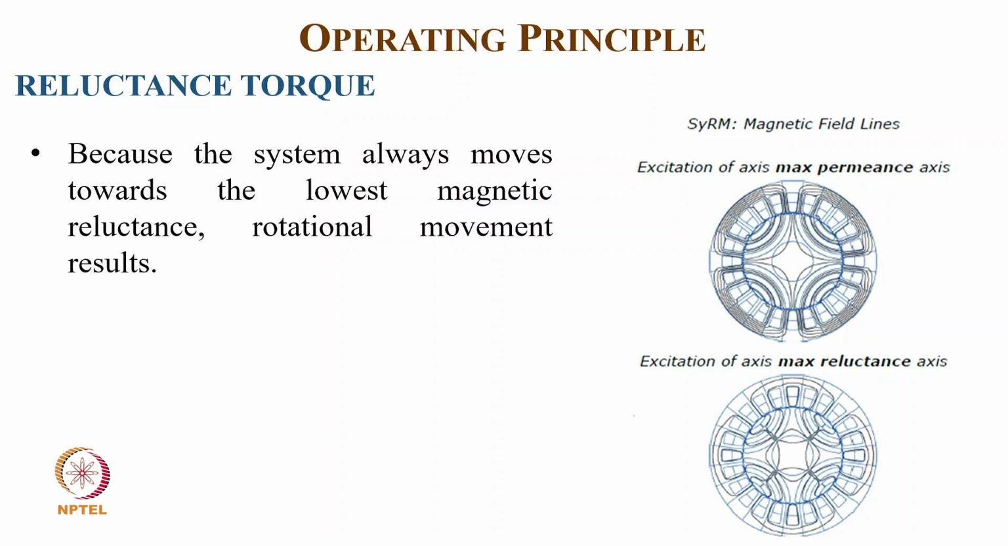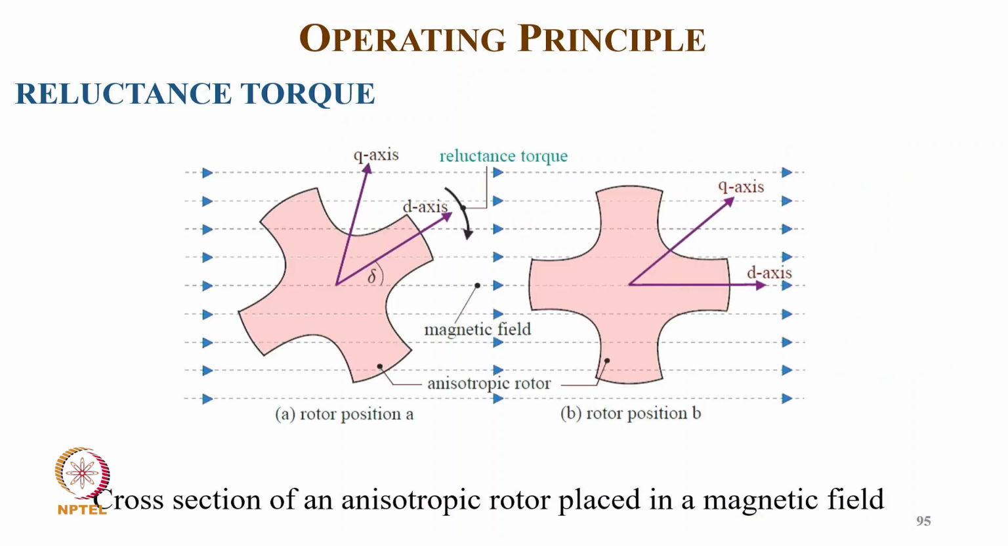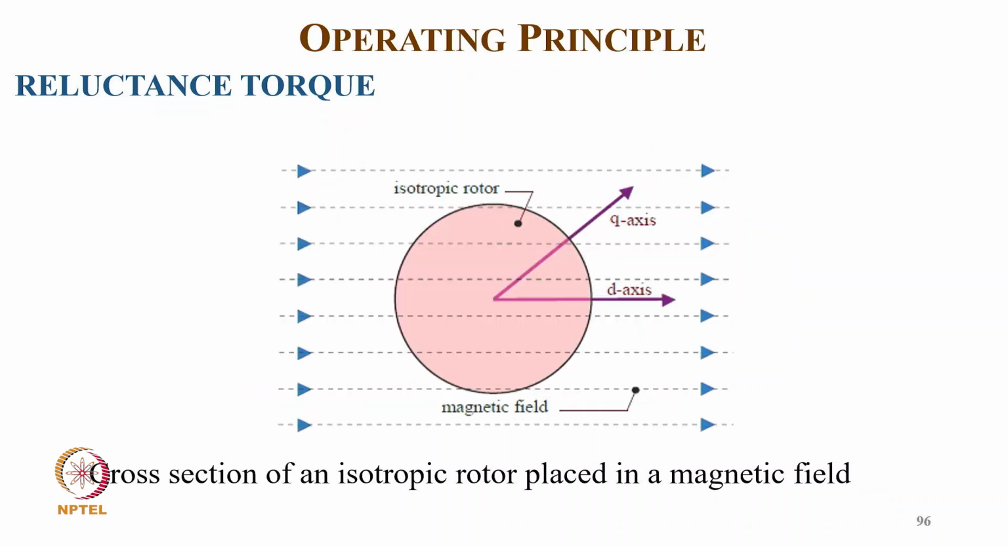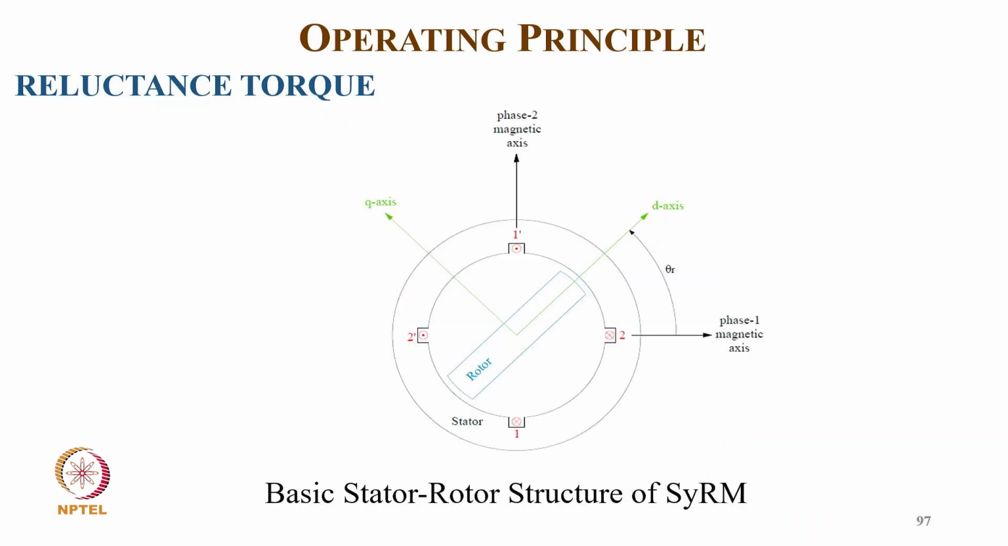And you can see the excitation of the maximum permeance axis and excitation of the maximum reluctance axis. And you can see the crossing of an anisotropic rotor placed in the magnetic field, of course with the power angle delta, and how the D and Q axes are defined on the right side, in two positions, and how the crossing of an anisotropic rotor placed in a magnetic field looks in the basic stator rotor structure. It's a basic principle of how the rotor is there, typically in the D axis, and the field winding is typically the armature winding on the stator.